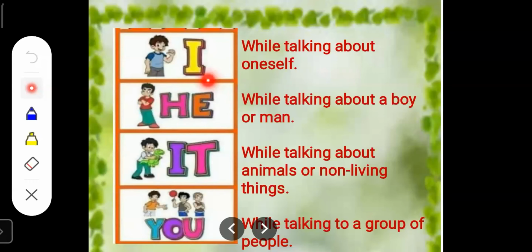For example, children, just now we saw, he is a happy boy. So Rohan is a happy boy. Instead of using Rohan's name again in the second sentence, we have used the subject pronoun he. So we use the subject pronoun he when we are talking about a boy or a man.